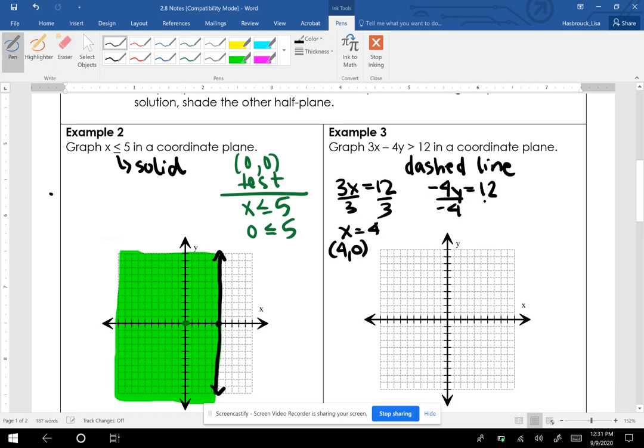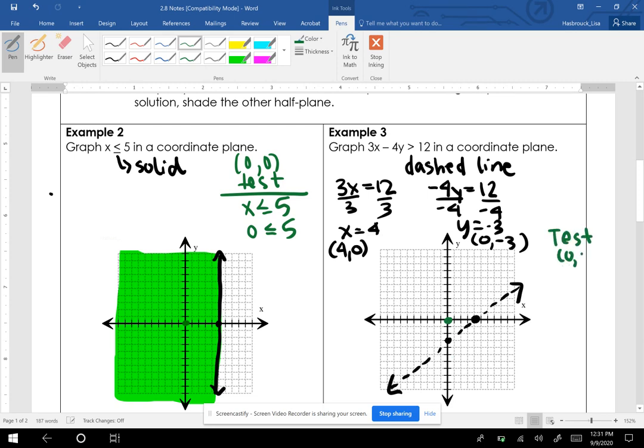Divide by the -4. So y is equal to -3, so my y-intercept is (0, -3). I'm going to plot these points, and then I'll connect them using a dashed line, since this is an inequality. For this one, we also have to do another test point. I'm going to use (0, 0) again since it's not on our line.